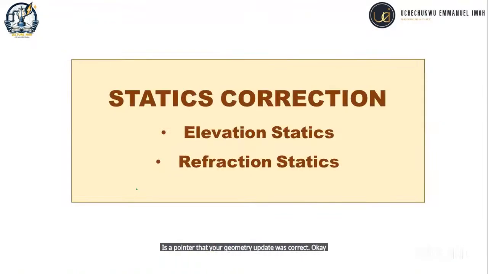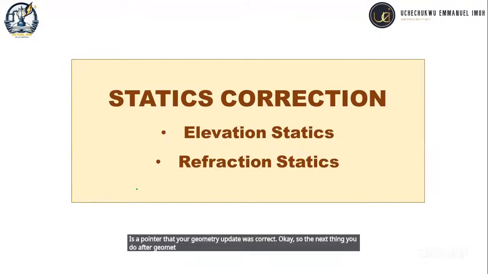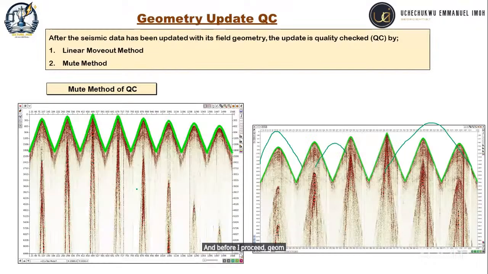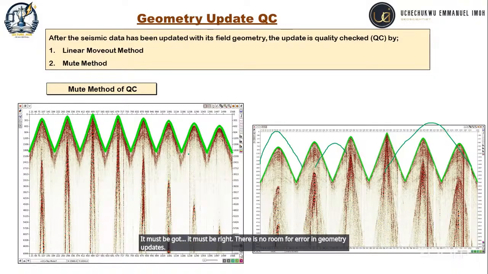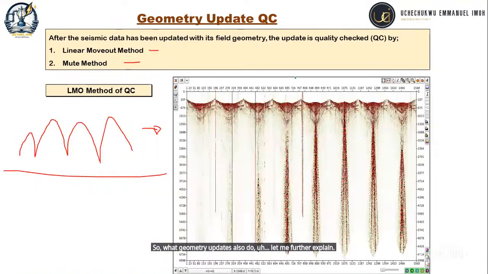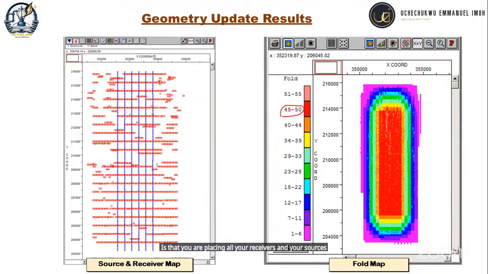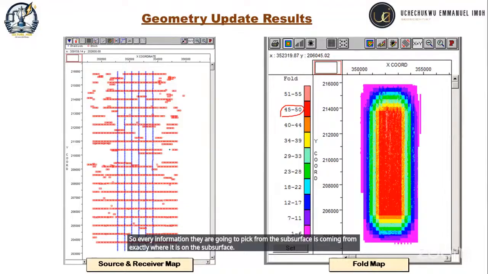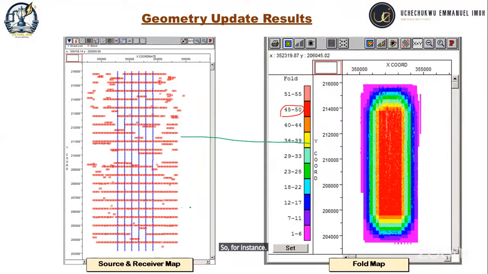Okay, so before I proceed, geometry update is the first step in seismic processing. It must be right. There is no room for error in geometry updates. So what geometry updates also do, let me further explain, is that you're placing all your receivers and your sources exactly where they were on the surface. So every piece of information they are going to pick from the subsurface is coming from exactly where it is in the subsurface. So for instance, this is your surface, this is the subsurface. If you have a fault here, you're identifying that this fault is in this particular location in the subsurface.